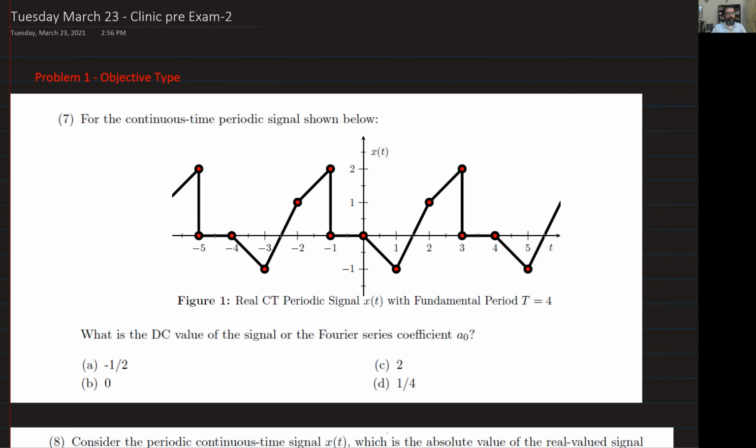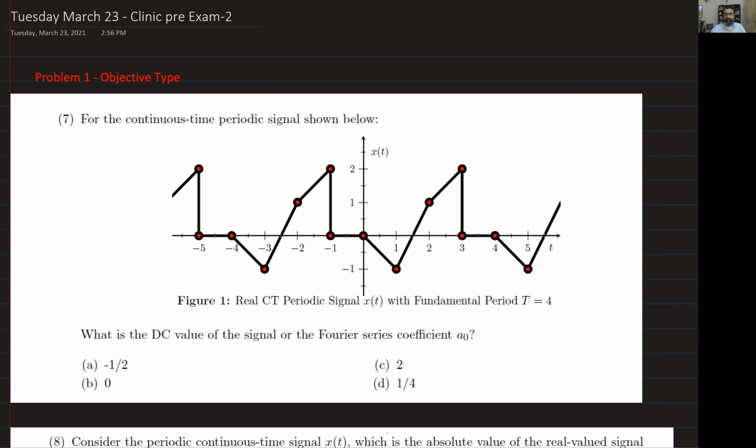This was actually from one of the exams a few years ago. And what you're required to do, so this is an objective type, right? You're required to find A naught, which is the DC value in the signal. So how do I do this? Kya kare?